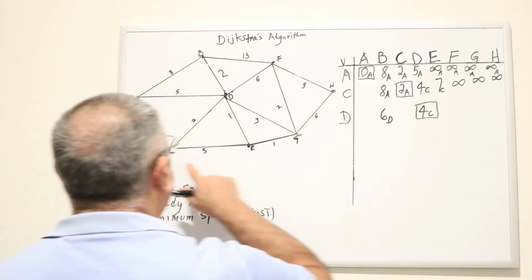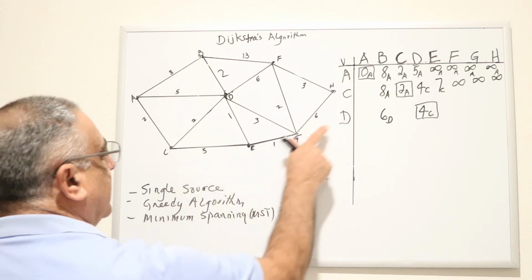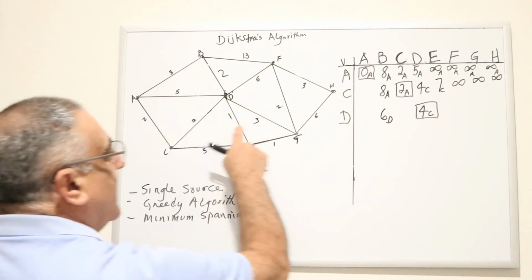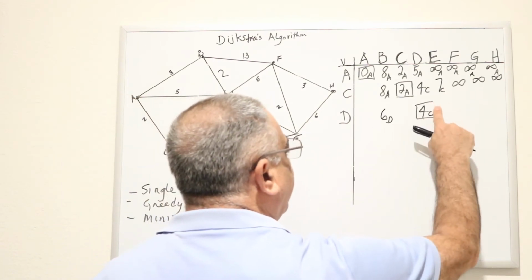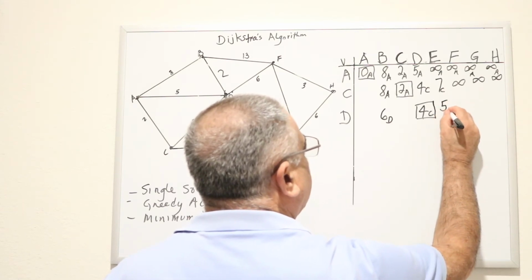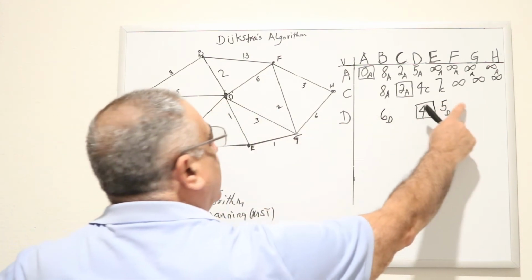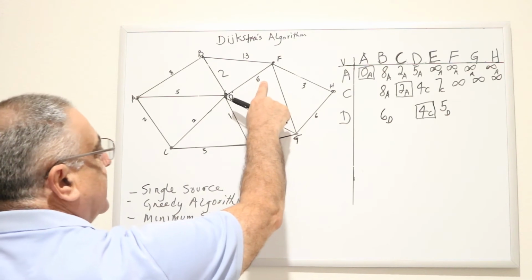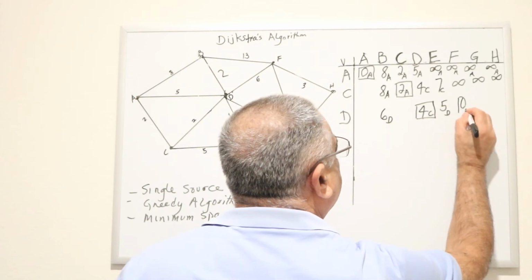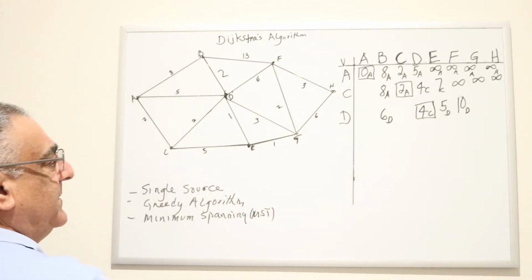Now, this is from D, I'm sorry. D to E. D to E is 1. 1 plus 4 is 5, which is better than 7, so I put a D there, see? Now, how about D to F? D to F, which is 6. 6 plus 4, that's 10. Well, 10 is better than infinity, so put the 10 there, okay? Put 10 there, coming from D.